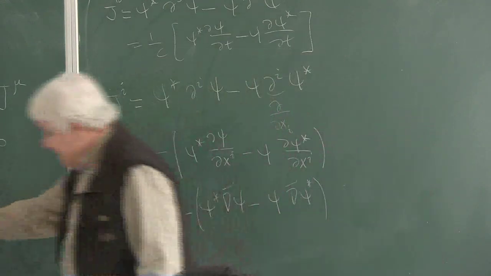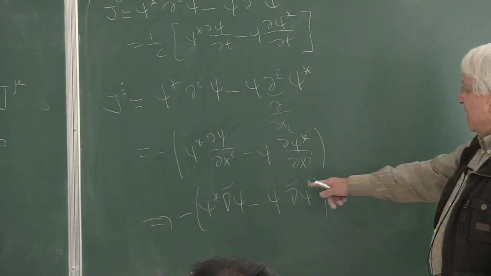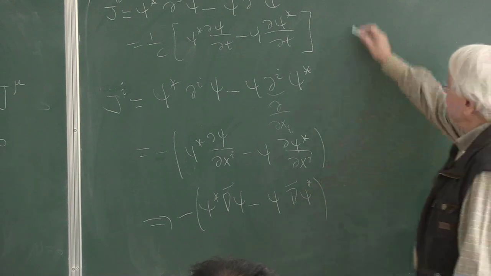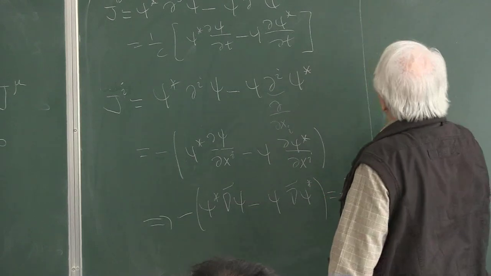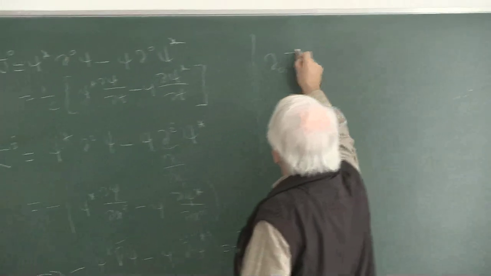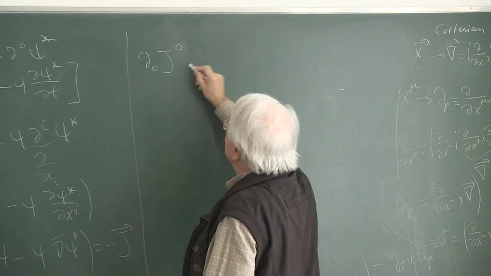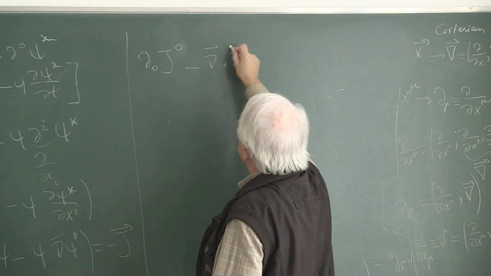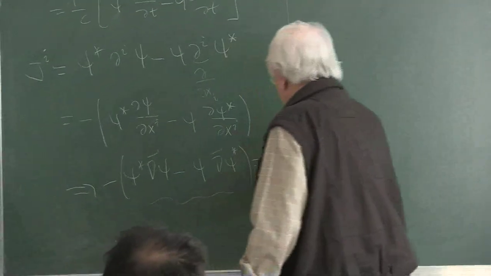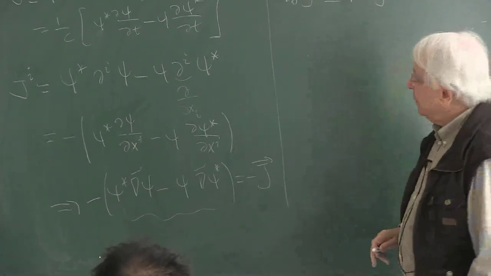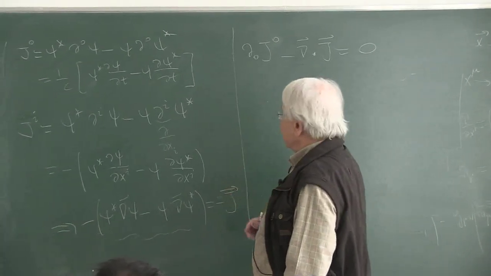I know that d by dx super I is really the Cartesian divergence, and the j vector is this one. Then I have d0 j0 minus del j is equal to 0, because j is this. I put the minus sign in the front, okay. So I know what j0 is, I know what j is.